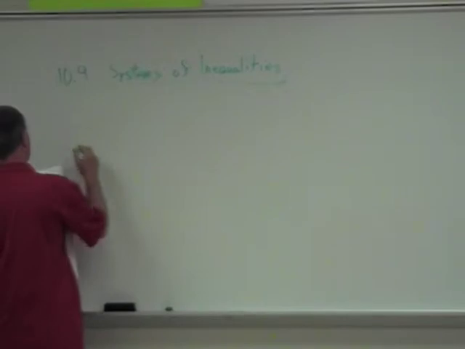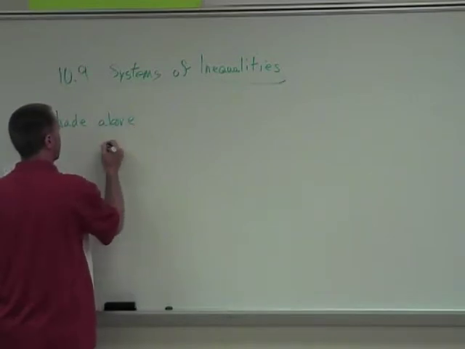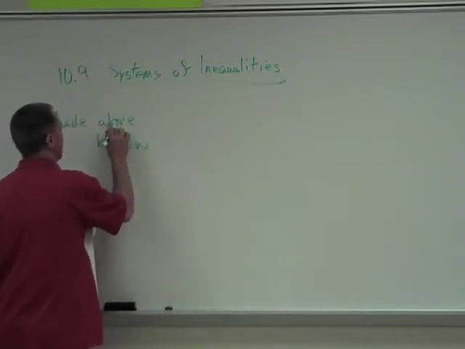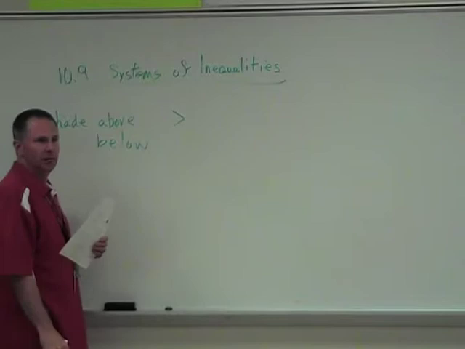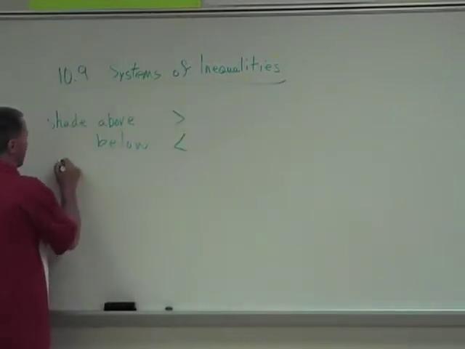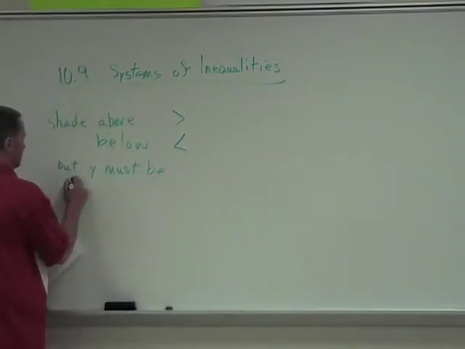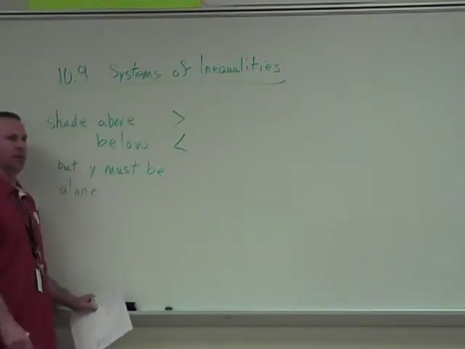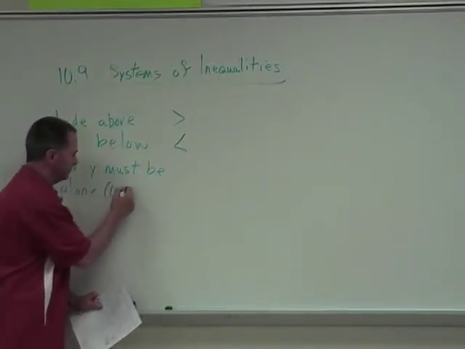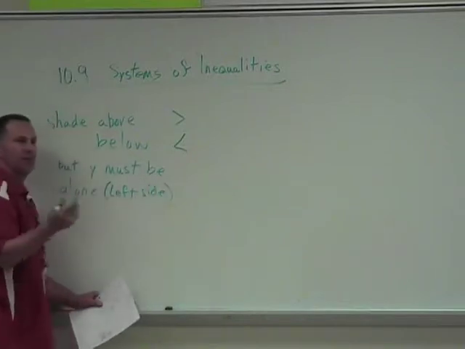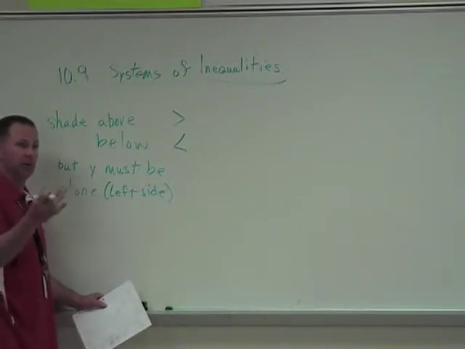Let's go ahead and make sure we understand a few things. Shade above and below. Greater than means you shade above, less than you shade below. But y must be alone on one side of your inequality, on the left side. Otherwise, you're going to have to pick a point and see if it satisfies the inequality. Pick a point on each side of your line.